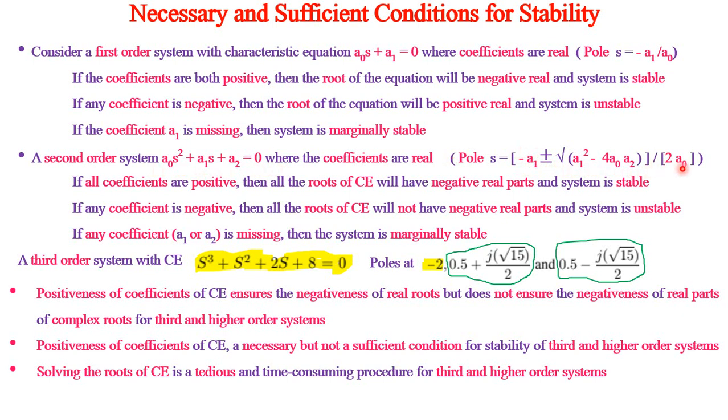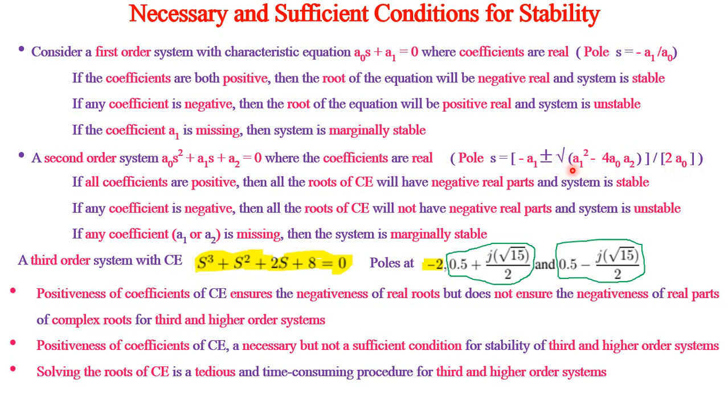Suppose a0, a1, a2 are positive. Then a1 square minus 4 a0 a2, inside the square root, will definitely be less than a1 square. For example, let us assume a0, a1, a2 as 1. Therefore minus 1 plus or minus root of 1 minus 4. So 1 minus 4 is minus 3. So root of minus 3 by 2. That means minus 1 plus or minus j root 3 by 2.